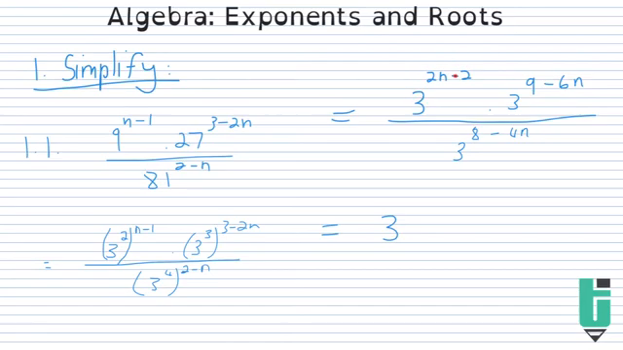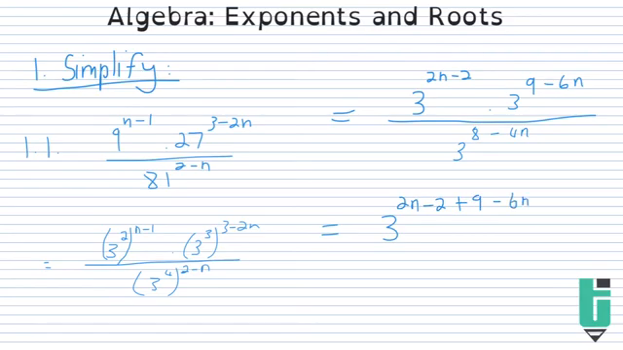We have 3 to the 2n minus 2 multiplied by 3 to the 9 minus 6n. Because we are multiplying and we have the same base, we will simply add up the exponents. So we'll say 2n minus 2. So let me just quickly write that down. We'll have 2n minus 2. And then we add the 9 minus 6n. So plus 9 plus negative 6n. So minus 6n.